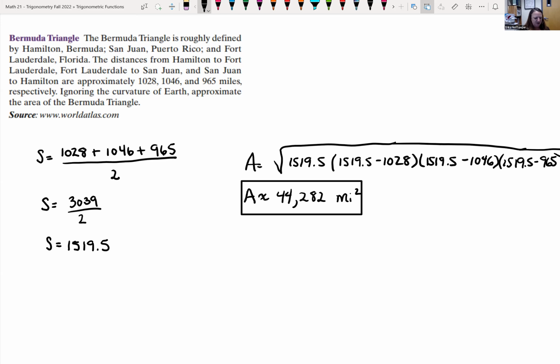Okay, so we just found the area of the Bermuda Triangle using Heron's formula. So that is both of our sections of our textbook, 9.3, law of cosines, we did today, which was on a different video. I split this up into 2. And then we also did the area of triangles. And that is 9.4 in our textbook.